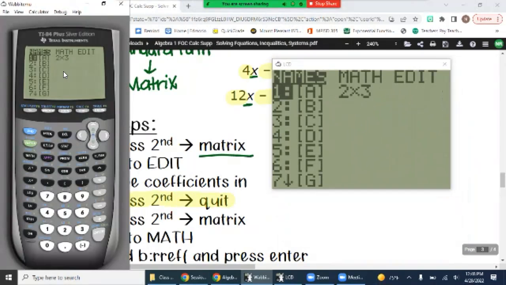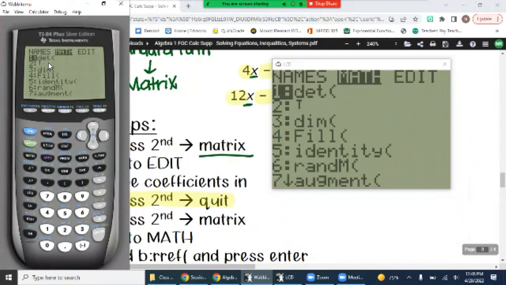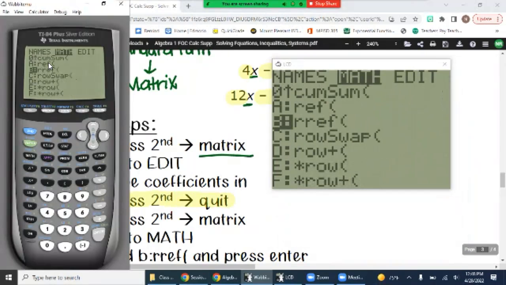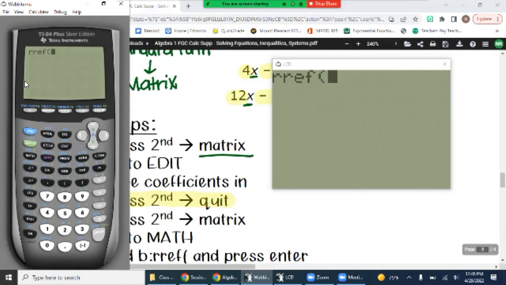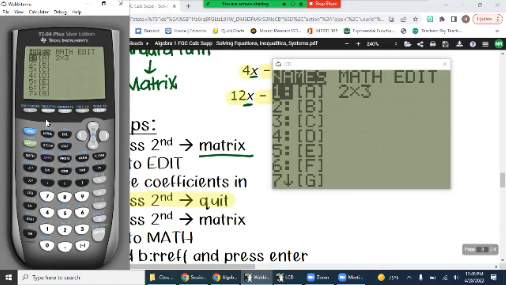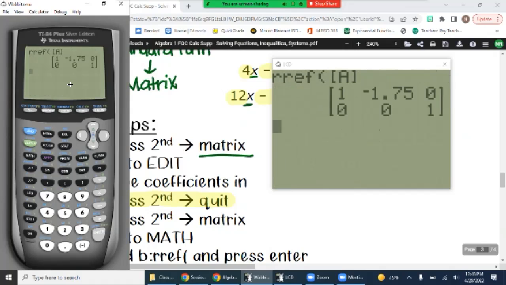So now we're going to go to math. What do we look for in math? RREF, the one with 2 R's. If you forget it's R, look for the one with 2 R's. Press enter one time. Second matrix, enter, enter. And these are the numbers that we get. So let's write those down.